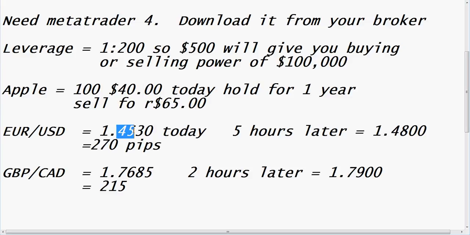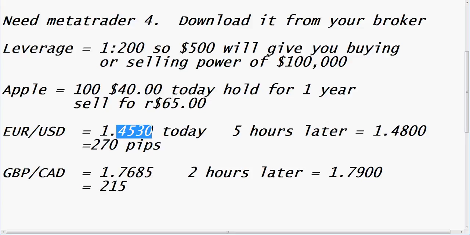What you see here, that 0.4530, is called pips. Anything after the decimal point is called a pip. So today it might be 1.4530, so 1 euro will buy 1.4530 US dollars. 5 hours later, 1 hour later, 10 minutes later, that same euro in the market will be worth 1.4800. Right? That's a difference of 270 pips.